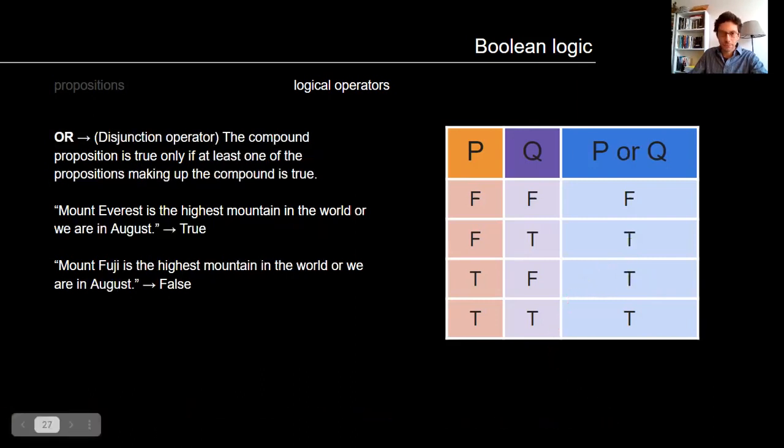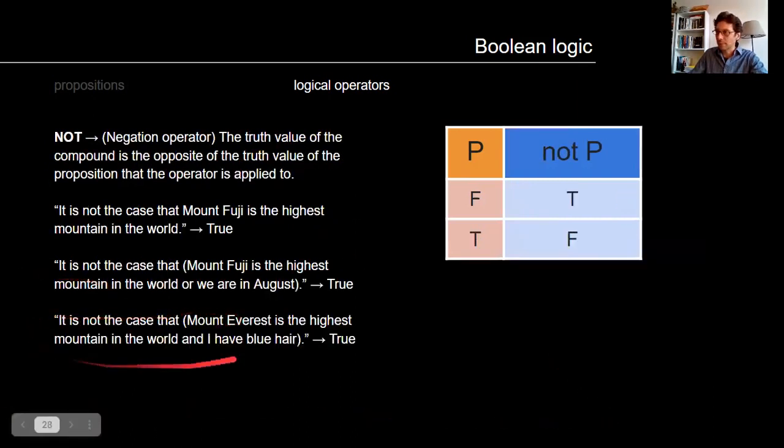Let me go forward 2 slides. Here we are discussing this example. Within the parentheses, Mount Everest is the highest mountain in the world and I have blue hair gives a false result. True and false gives a false result. So the whole sentence says it's not the case that a false sentence. Whatever is in the parentheses can be represented by the variable P. So it's not the case that P, where P is false. Again, when P is false, not P is true. That's why the whole value of this sentence is true.